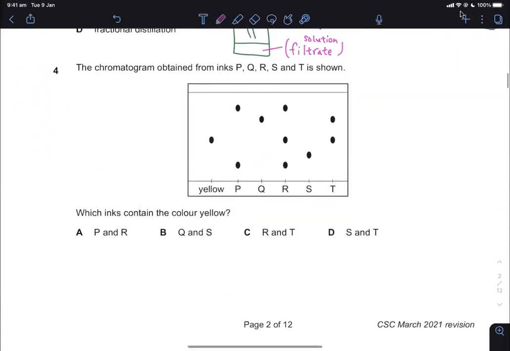Number 4 is a paper chromatography, very popular in your combined science. Make sure you know what's going on. Yellow is pure. So we look at horizontal level. So which one contains yellow? If the spots move up to the same level in the same solvent as yellow, so R contains yellow. So I hope you can see that R contains yellow, T contains yellow. Okay, so it has to be R and T, so C there.